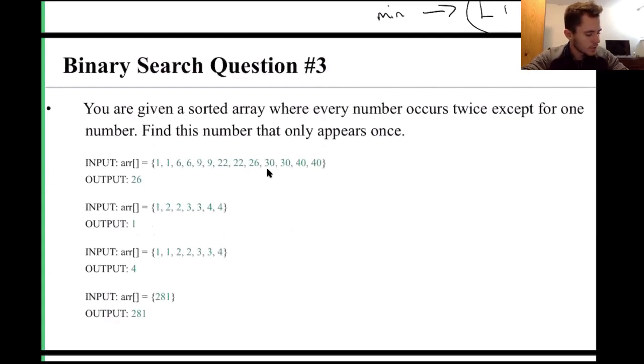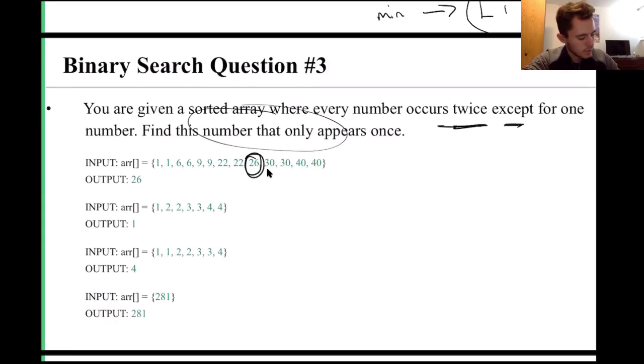Again, somewhat similar, you're given a sorted array where every number appears twice except for one number. Find the number that only appears once. So in our first example, which is kind of long, we have 2 1s, 2 6s, 2 9s, 2 22s, 1 26, and then 30, 30, 40, 40.